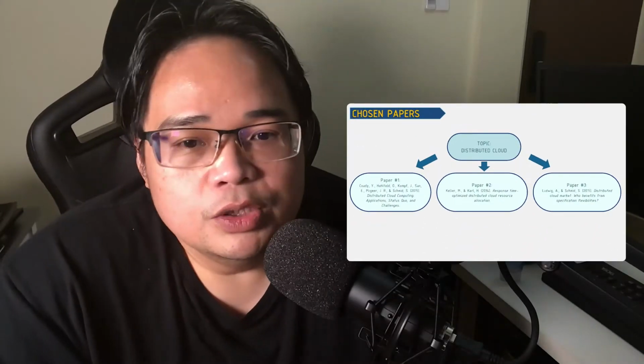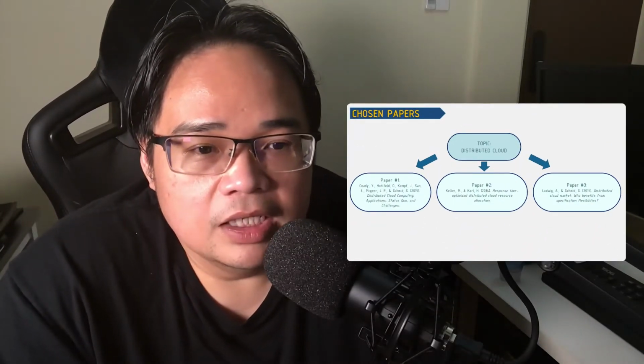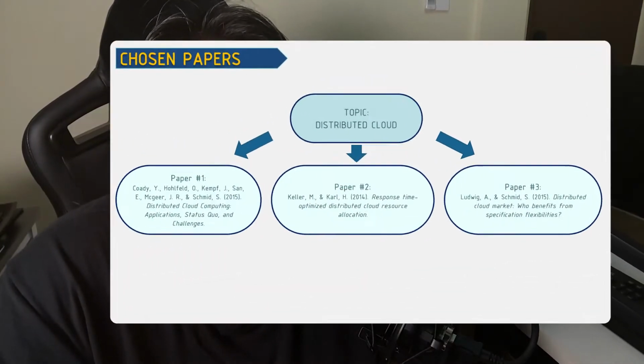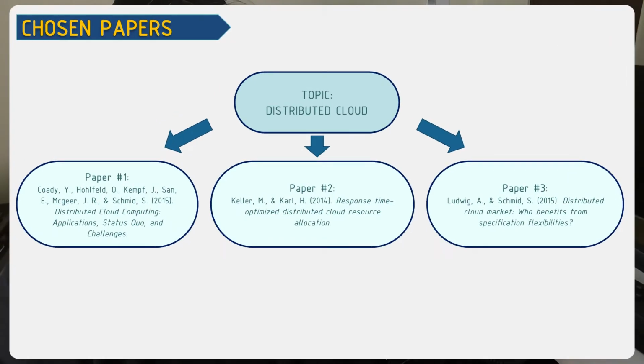So let us look into the chosen papers. I have chosen 3 papers. Paper number 1 is by Cody et al., 2015, Distributed Cloud Computing Application Status Quo and Challenges. Paper number 2 is from Keller et al., 2014, Response Time Optimized Distributed Cloud Resource Allocations.